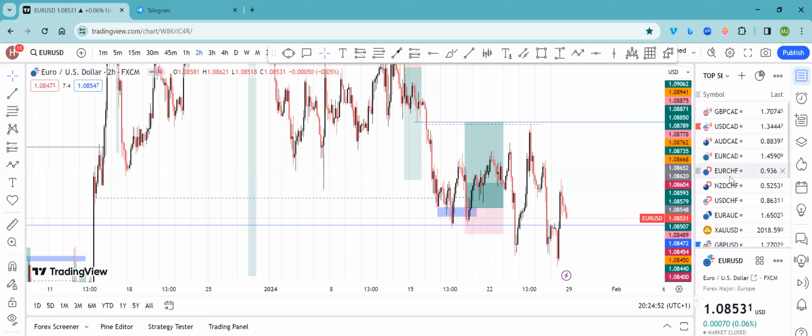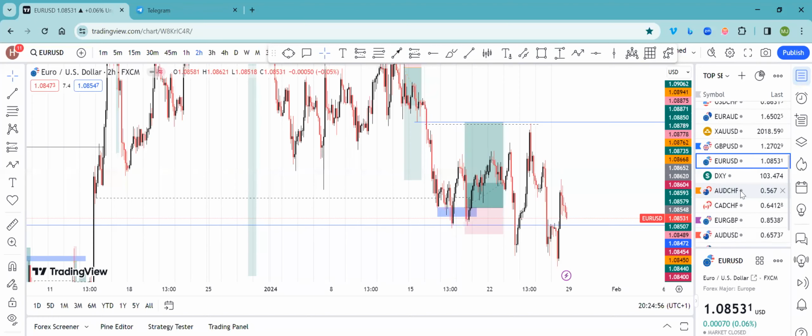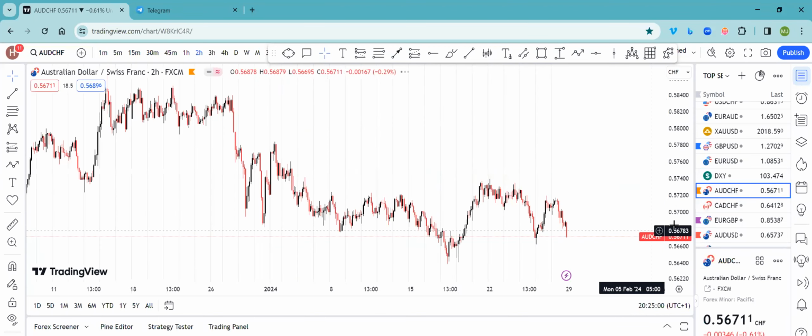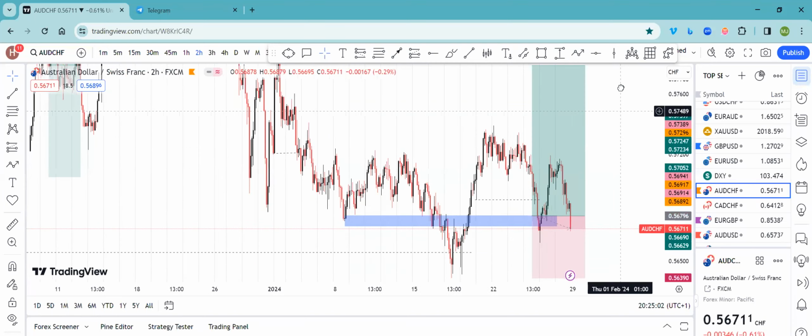Which other setup did we look at last week? Okay, we looked at odd chef as well. Odd chef was a buy. Now look at the buy. It plays out.